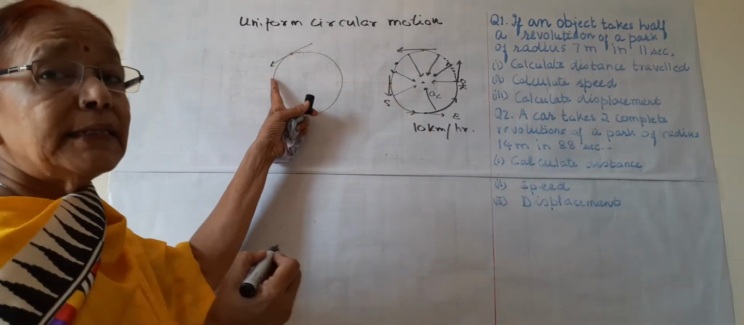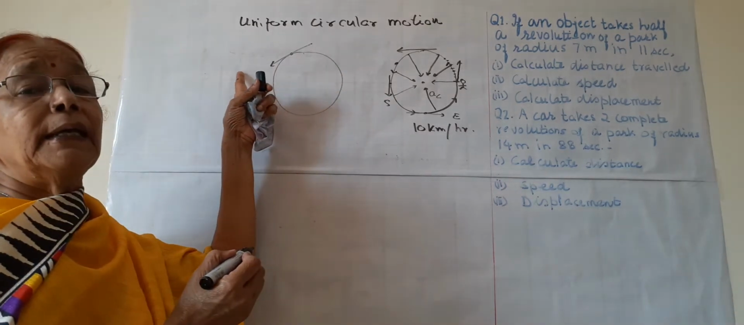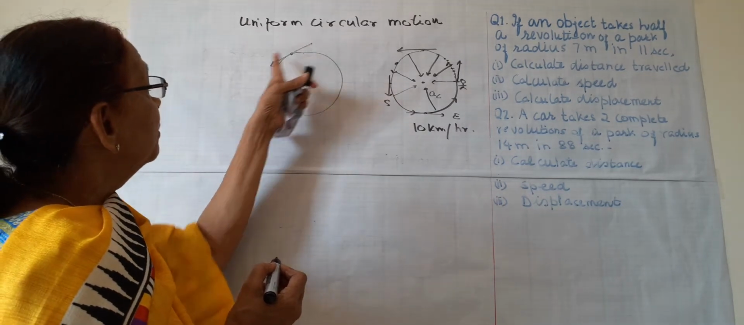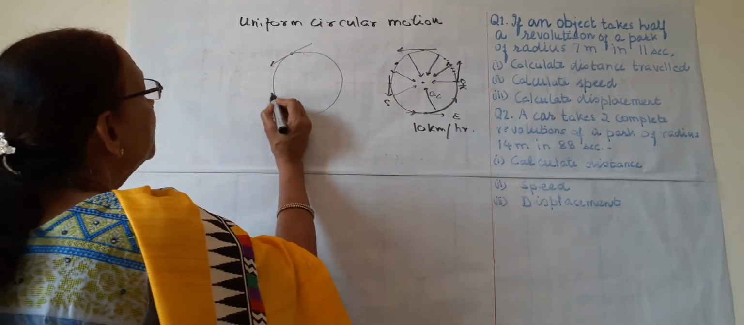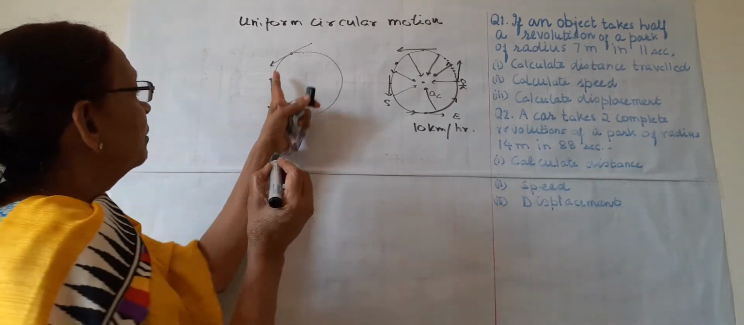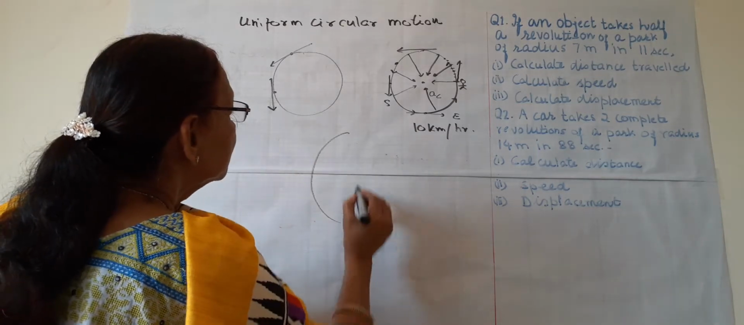A tangent is in that direction. So the motion of the object will be in the direction of the tangent. So motion will be like this. Suppose the person is here, tangent is like this, then the motion will be in this direction. This we will prove by a simple activity.